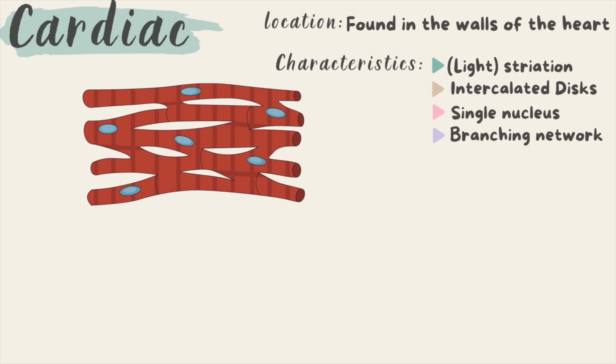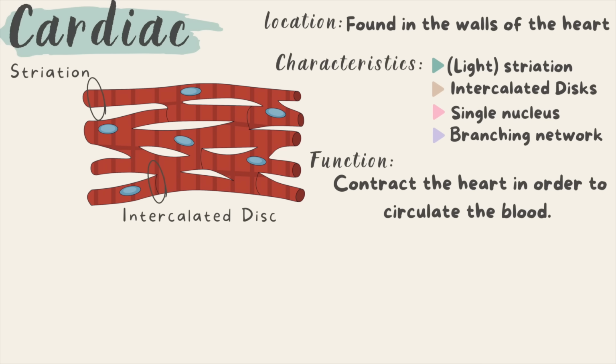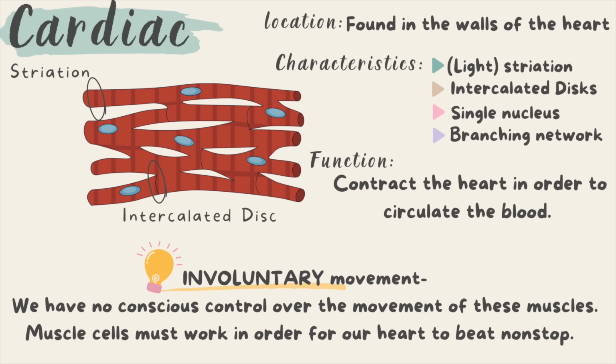So you'll notice on the illustration of the cardiac cells, there are light striations and the darker lines are intercalated disc. Cardiac cells function to contract the heart in order to keep blood circulating in the body. Cardiac cells are involuntary. Again, we have no conscious control over these movements.